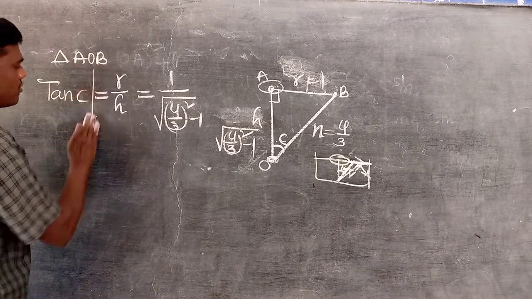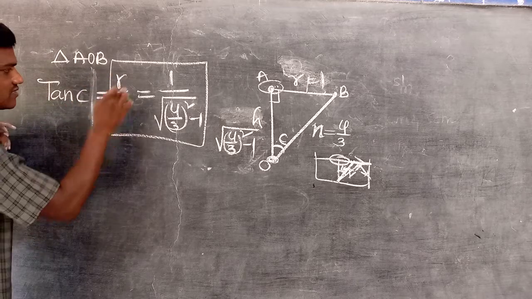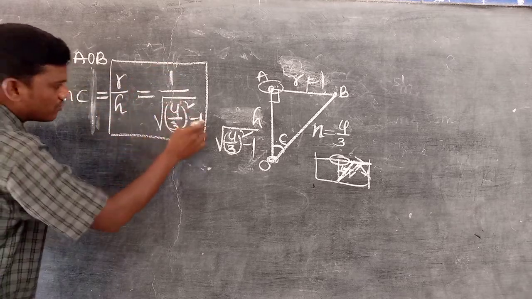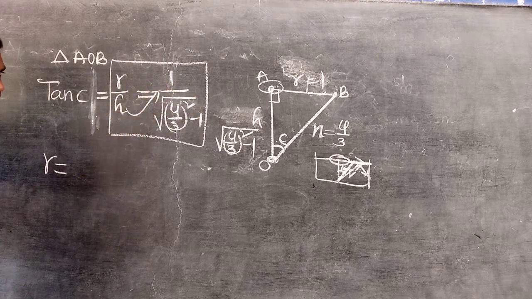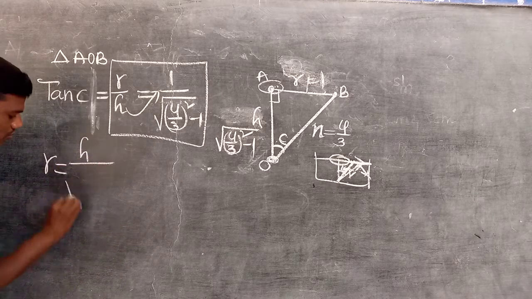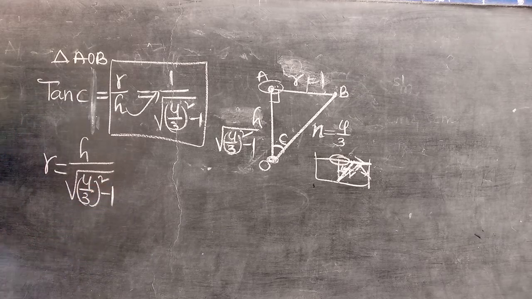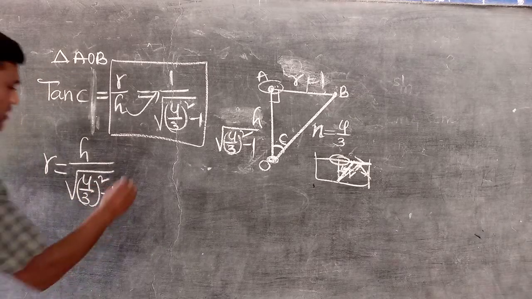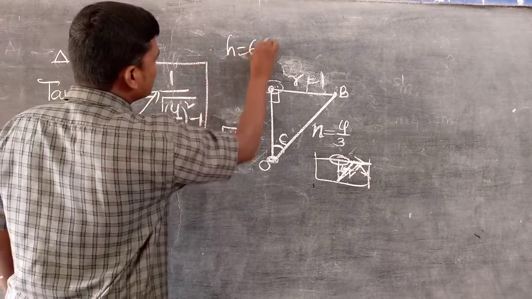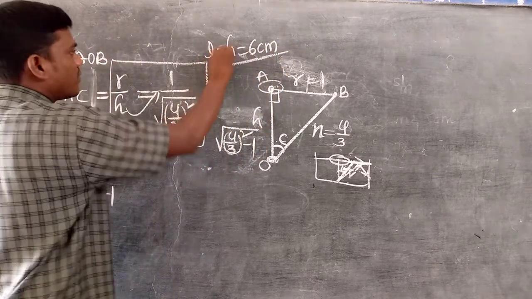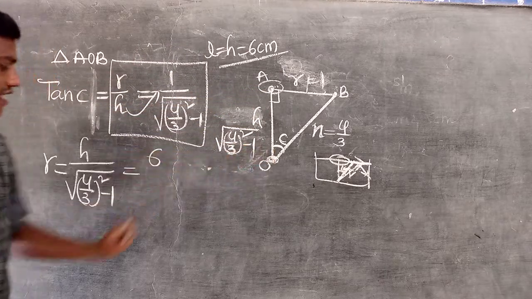So now you consider only these values. Listen. Tan C is equal to R upon H, that is equal to 1 by root of (4 by 3) square minus 1. Now from this, R is equal to, H is transferred to the right hand side, H upon root of (4 upon 3) whole square minus 1. This is 1. Okay. Now H is equal to 6 centimeter, which is nothing but the length. So the length or head of the needle, here we are considering that.